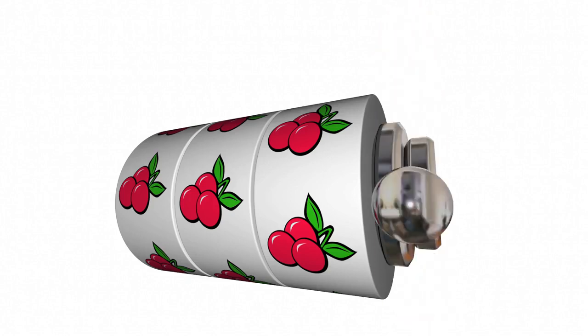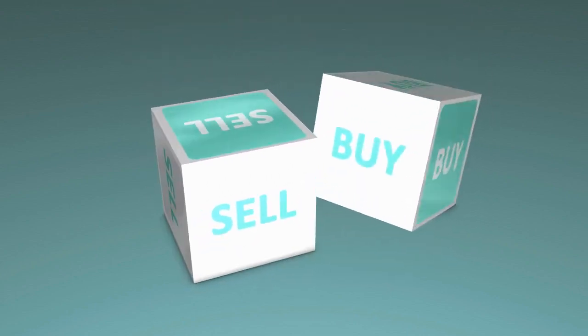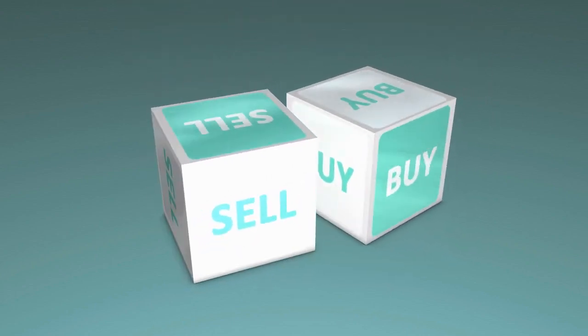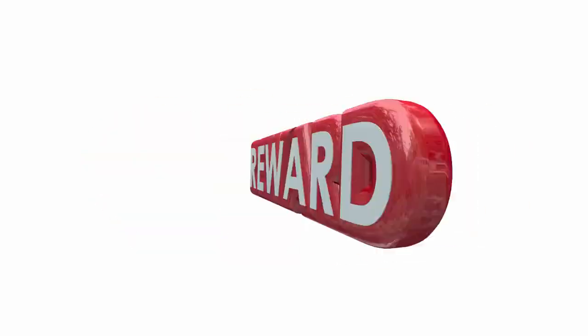The risk-reward ratio comprises two primary components: risk and reward. Risk refers to the amount of capital that a trader is willing to lose on a particular trade, while reward denotes the potential profit that the trader aims to achieve. The ratio is calculated by dividing the potential reward by the potential risk.